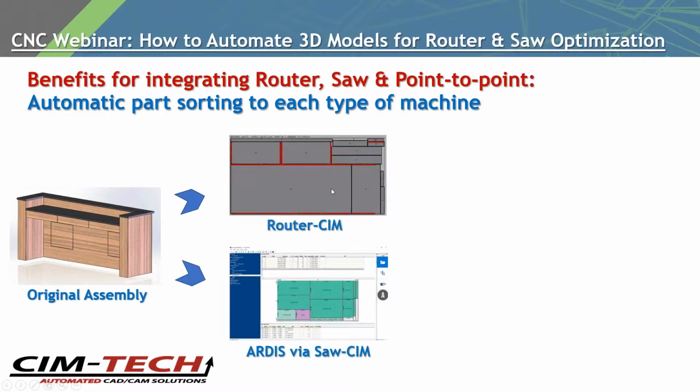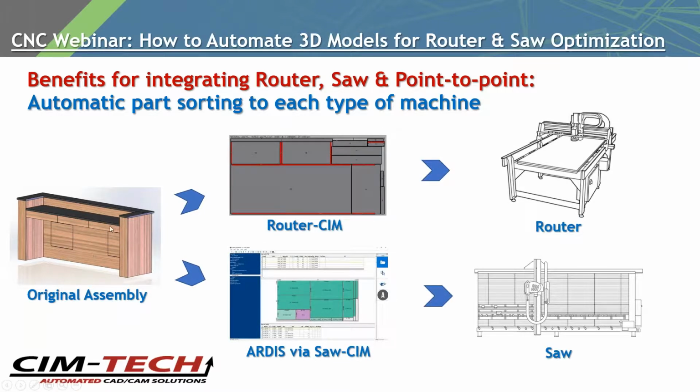So here's an example of an assembly that's done in either AutoCAD 3D Solids or Inventor Solids, SolidWorks, CATIA, Pro-E, Creo, Rhino, different types of 3D modeling packages. And we can take this output from the assembly and send some parts to router, some parts to saw. So you'll see we have a new feature here and a link with Artis, which is one of the best saw optimization packages out there today.